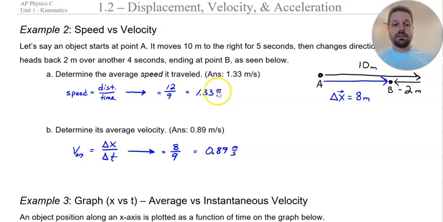If we wanted to look at the average velocity over this entire duration, then we would want to use the displacement that occurred over time. So effectively, because we went too far and then came back, we ended up only really going 8 meters over those 9 seconds. So that was averaging out to 0.89 meters per second.